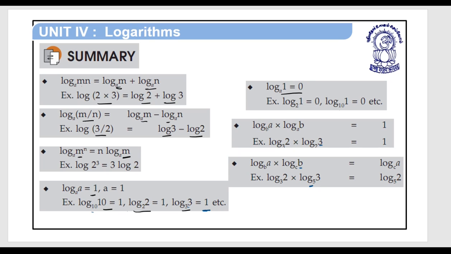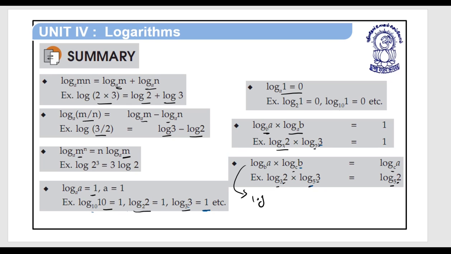Log a to the base b multiplied with log b to the base a is 1. For example, log 2 to the base 3 into log 3 to the base 2 is equal to 1. Log a to the base b into log b to the base c is equal to log a to the base c. Log 2 to the base 3 into log 3 to the base 5 is equal to log 2 to the base 5.